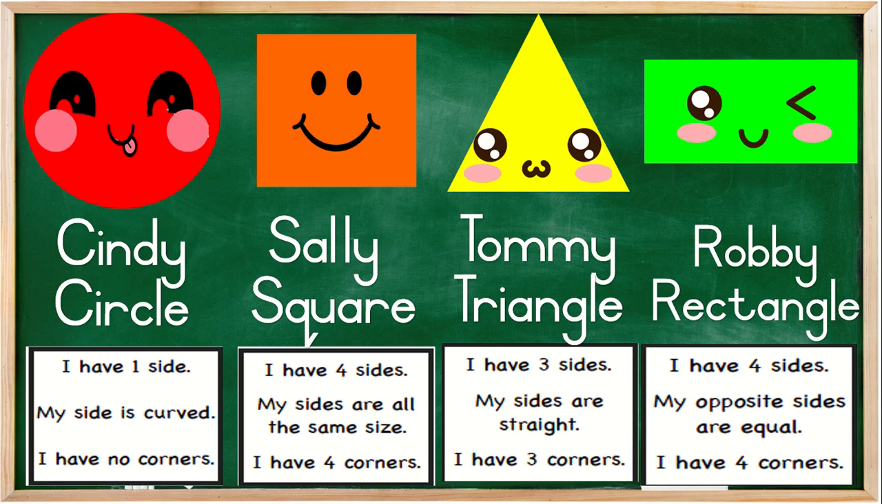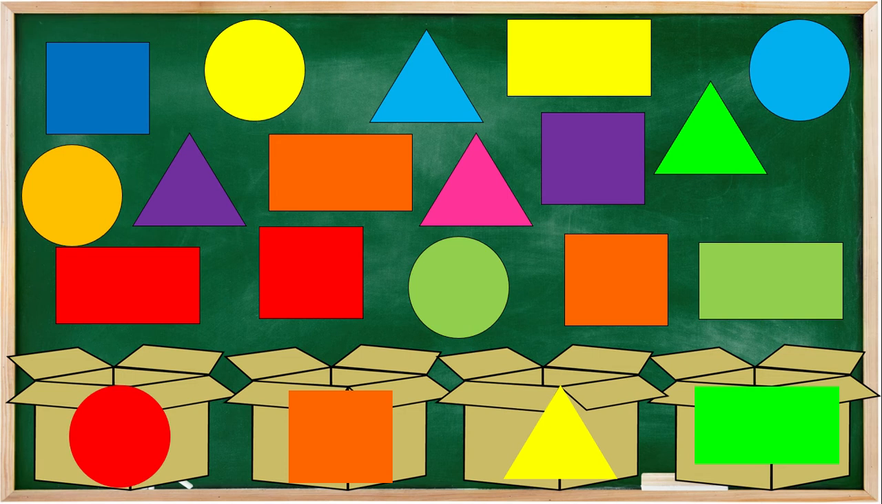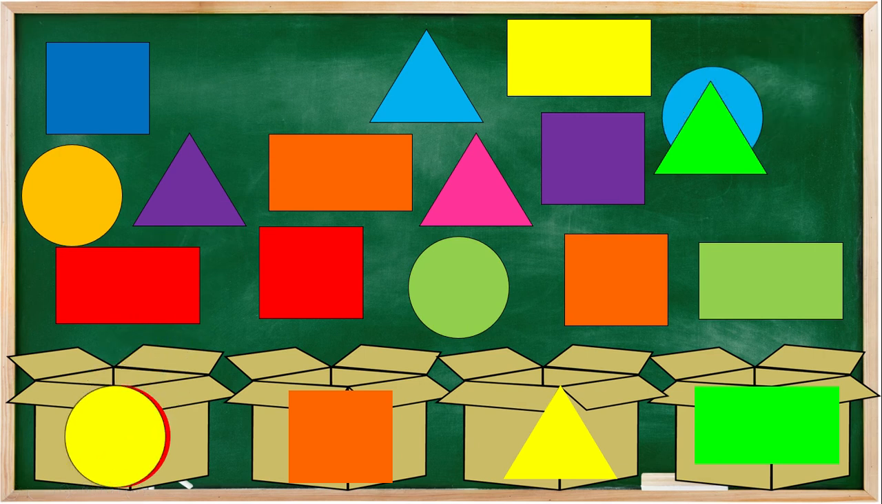4 corners. For our first activity today, we have to sort out the following shapes into the correct boxes. We have a box for the circles, a box for the squares, a box for the triangles and a box for the rectangles. So first let's look for our circles. I see a circle here, one here, another one here. Can you see another circle? At the top. So let's put them into their box.